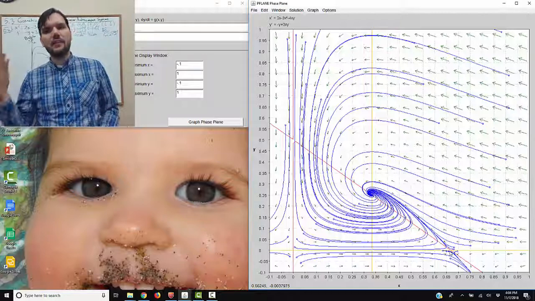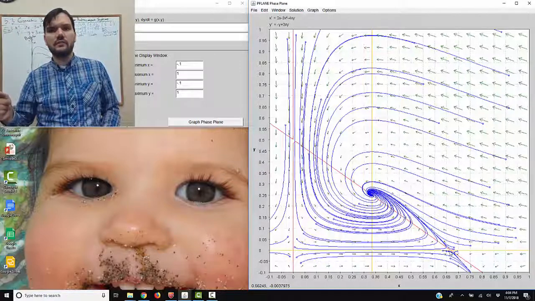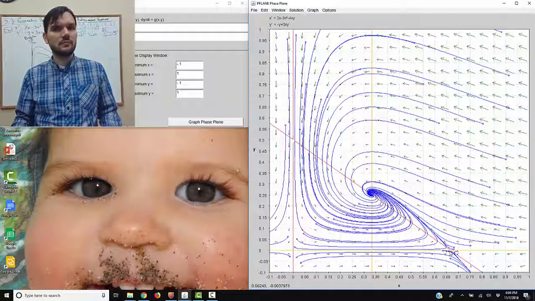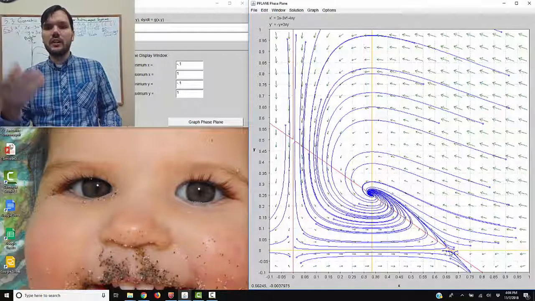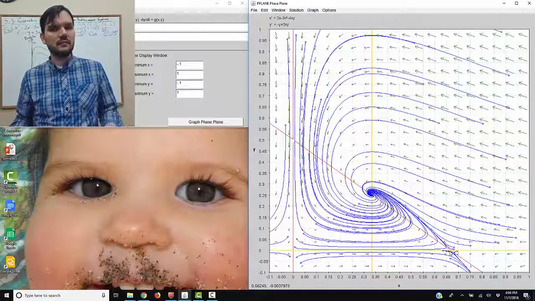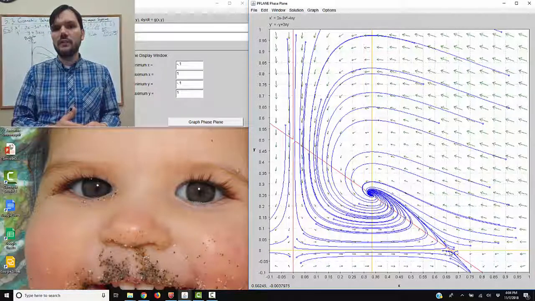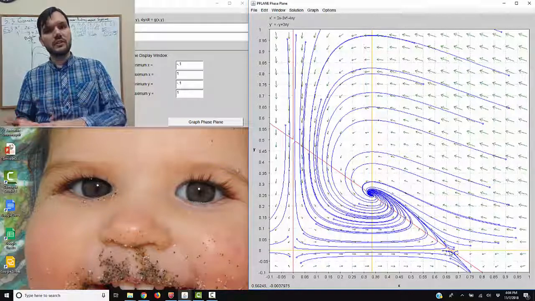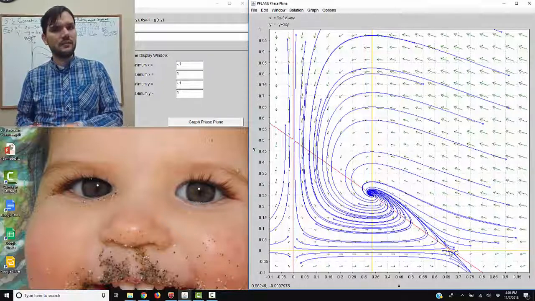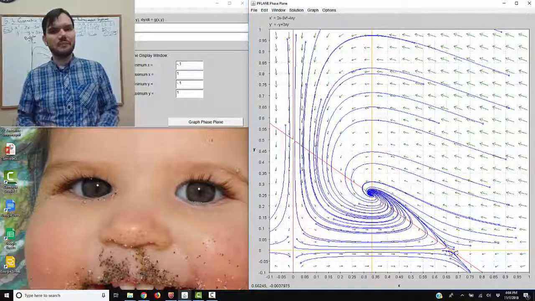So every point in the full first quadrant, every possible initial population for this system, will either converge to coexistence if there are both animals present, or converge to zero if there's no prey, or converge to 2/3 of the prey units if there's no predators. Those are the three cases based upon this model.